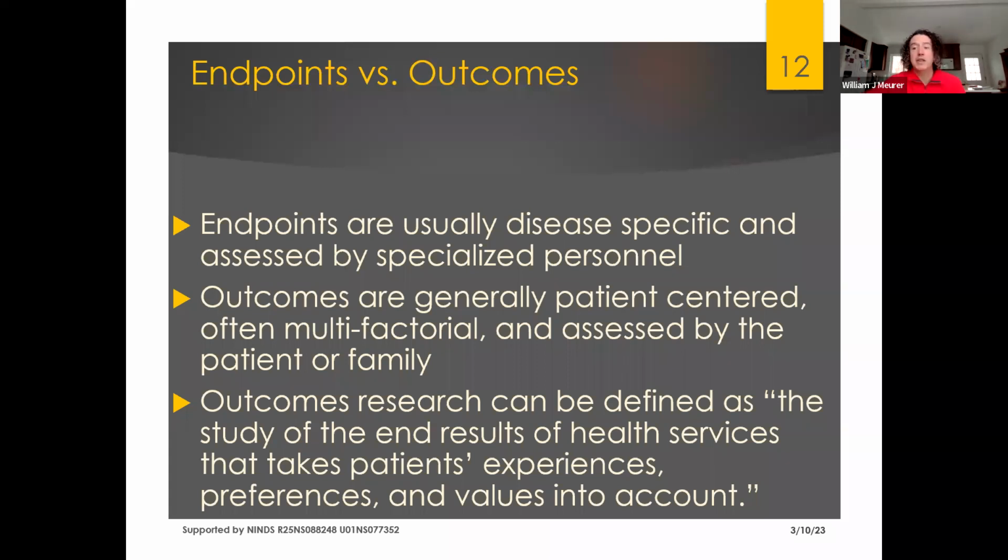But some other factors or features that are more in line with endpoints: usually endpoints are disease specific and assessed by specialized personnel, like the modified Rankin in stroke. Outcomes are generally patient-centered, often factorial, and may be assessed by the patient or family, like patient-reported outcomes, like a quality of life type scale. And outcomes research in general is the study of the end results of health services that takes patients' experiences, preferences, and values into account.